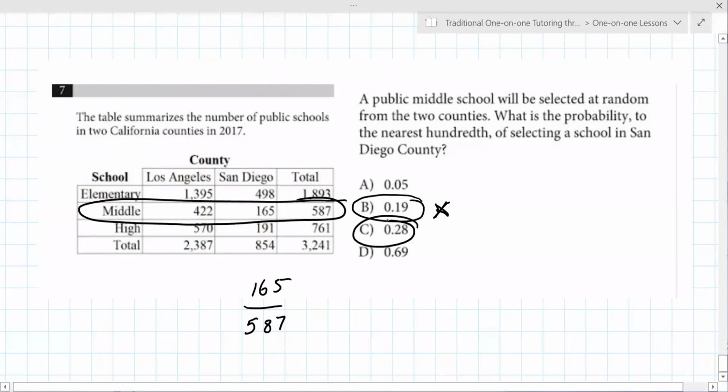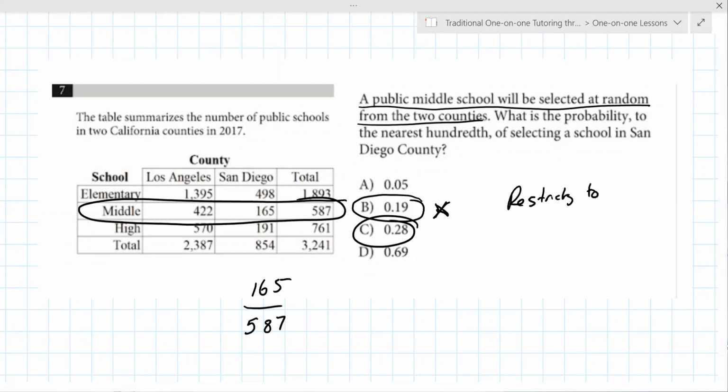So they do give you both. It's not the case where you can get lucky and it works just because your number is there. The language you're looking for is whatever they're restricting to. In this case, it's a public middle school, not the county. And that's an English language thing. Somehow you have to read that and be like, okay, we're talking about middle school, not the county.